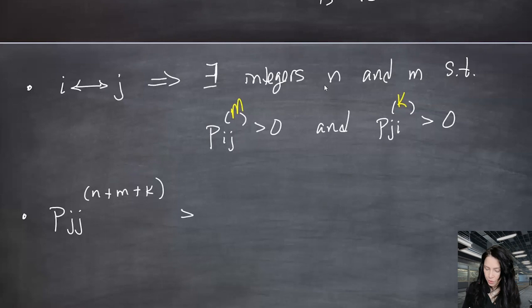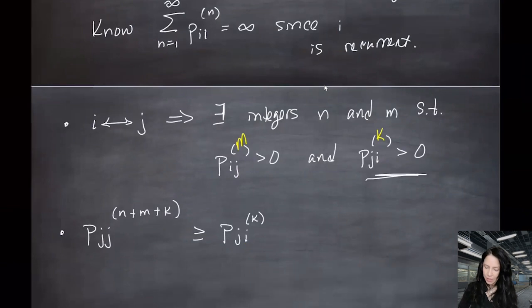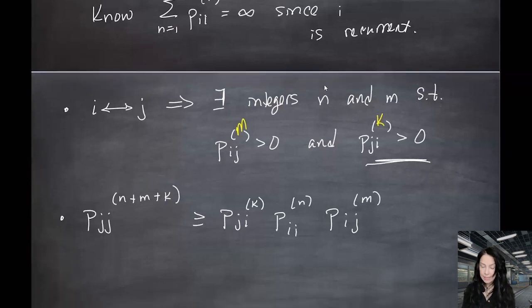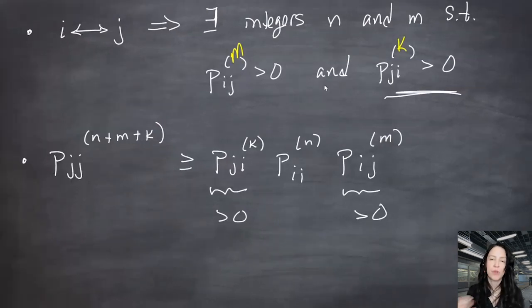So I claim that this is greater than or equal to the probability of going from J to I in K steps. I'm going to use all the probabilities that we have here that are positive. And then I'm going to go from I to I in N steps. And then I'm going to go from I to J in M steps. I already know these two are positive. And this inequality could be attributed to a generalization of the Chapman-Kolmogorov equations. That's actually a problem on the current homework. With three terms, you really just have to follow the original proof and condition on two different time steps as opposed to one time step.